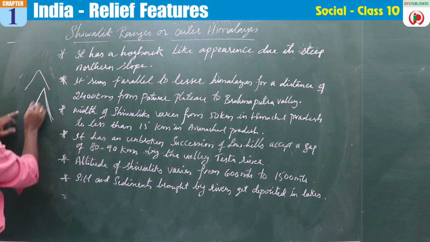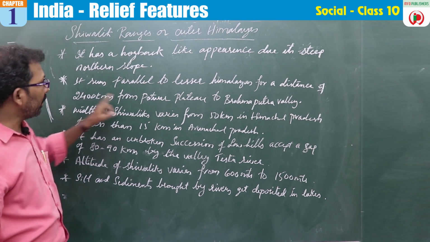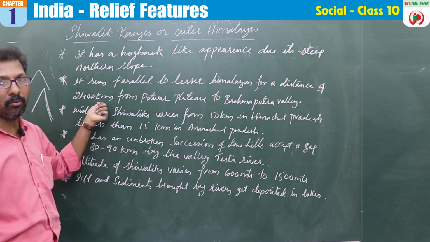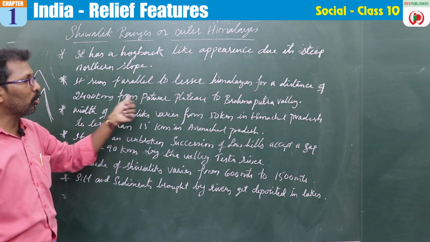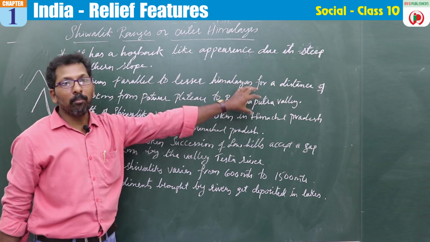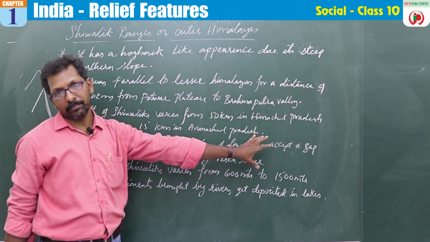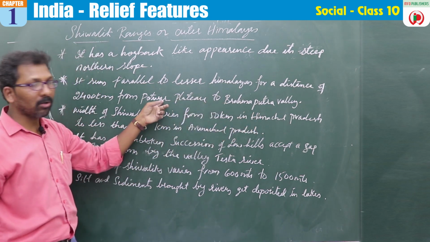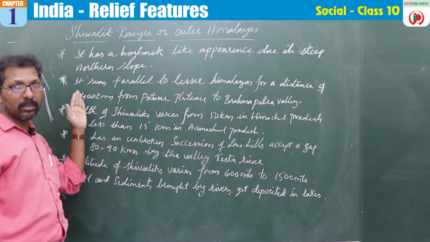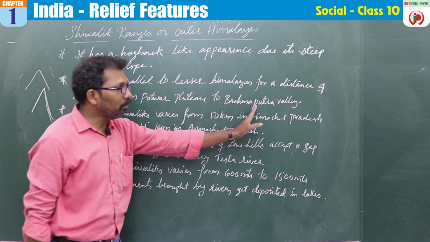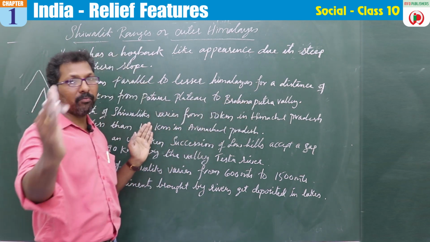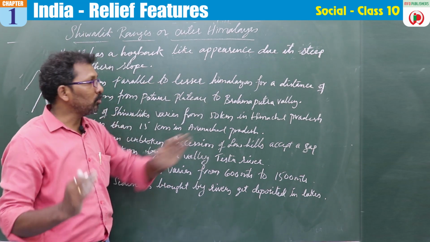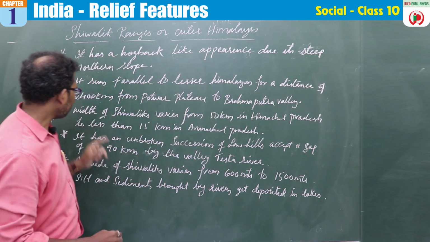From where it starts, this also starts from there, and it covers a distance of 2,400 kilometers from Potwar Plateau to Brahmaputra Valley. So where is Potwar Plateau? To the west of India. And where is Brahmaputra Valley? To the east of India. That is in Assam and Arunachal Pradesh, we have the Brahmaputra Valley.